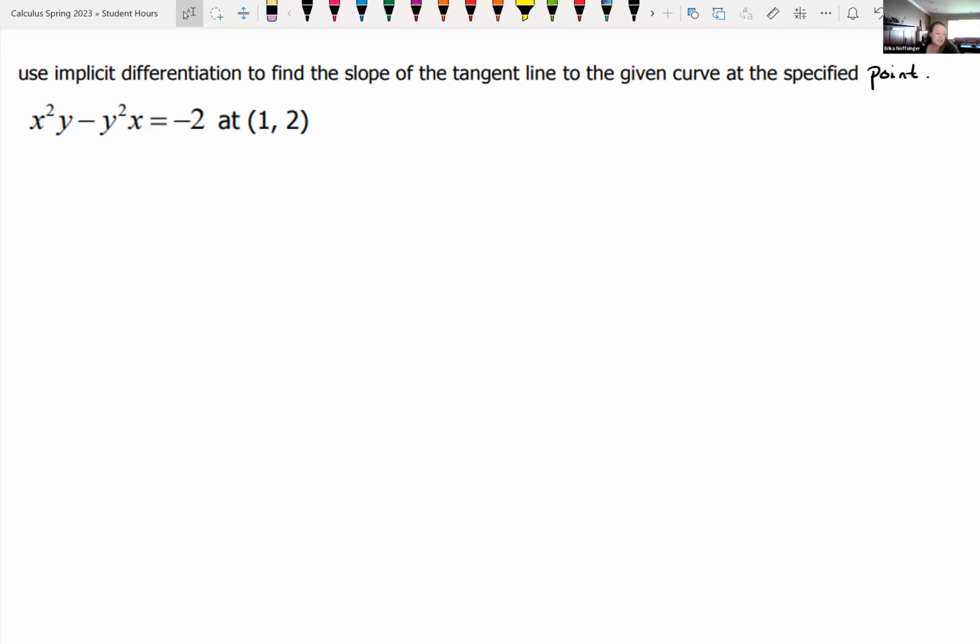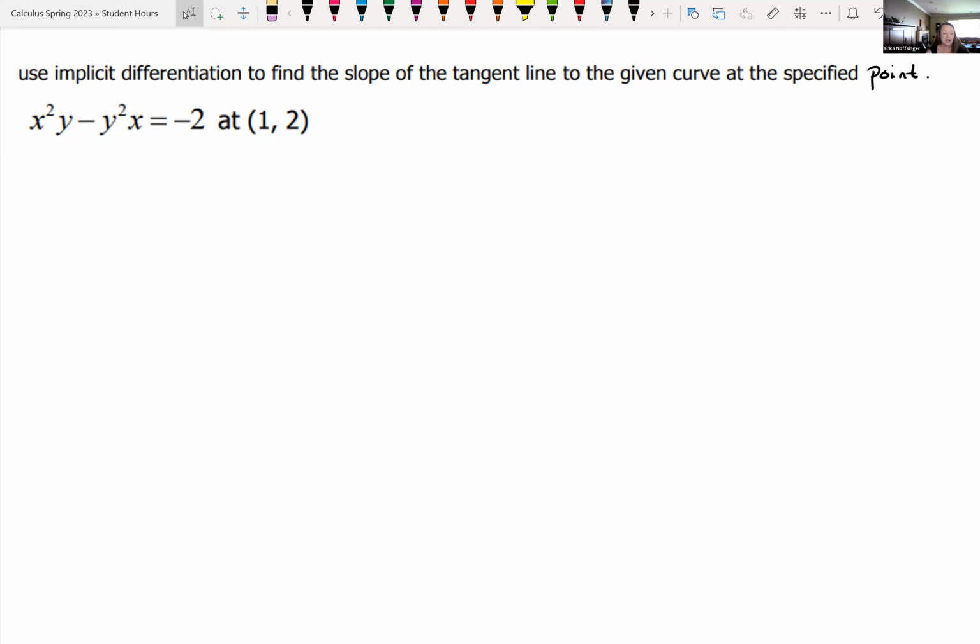So in the following example, we have to use implicit differentiation to find the slope of the tangent line to a given curve at a specified point. And so our equation is x squared times y minus y squared times x equals -2, and the point we're given is (1, 2).